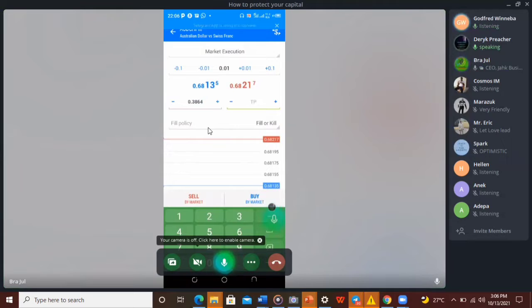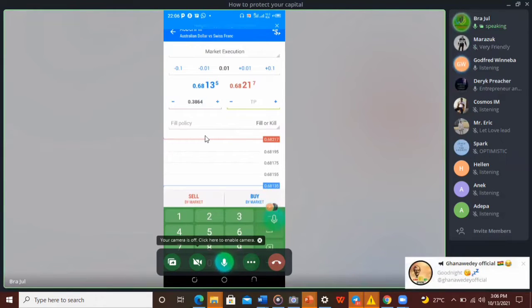0.6834. All right. So if you enter it like this, or you add the point, that one doesn't matter. All right. So that's how it is, guys.